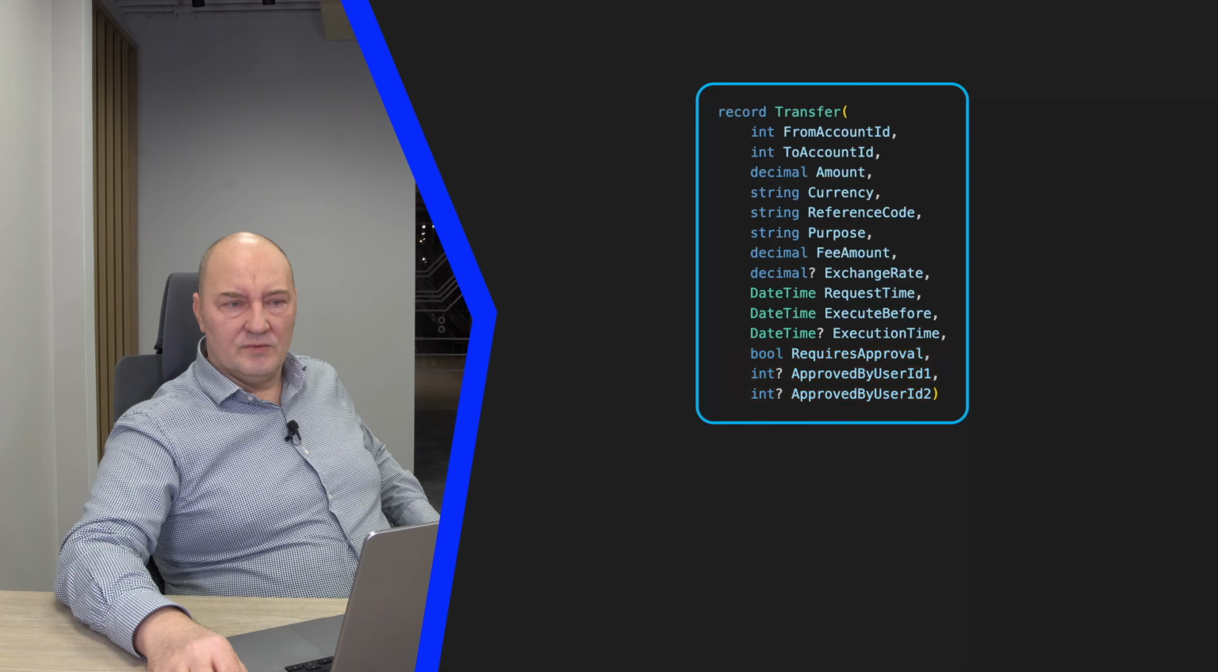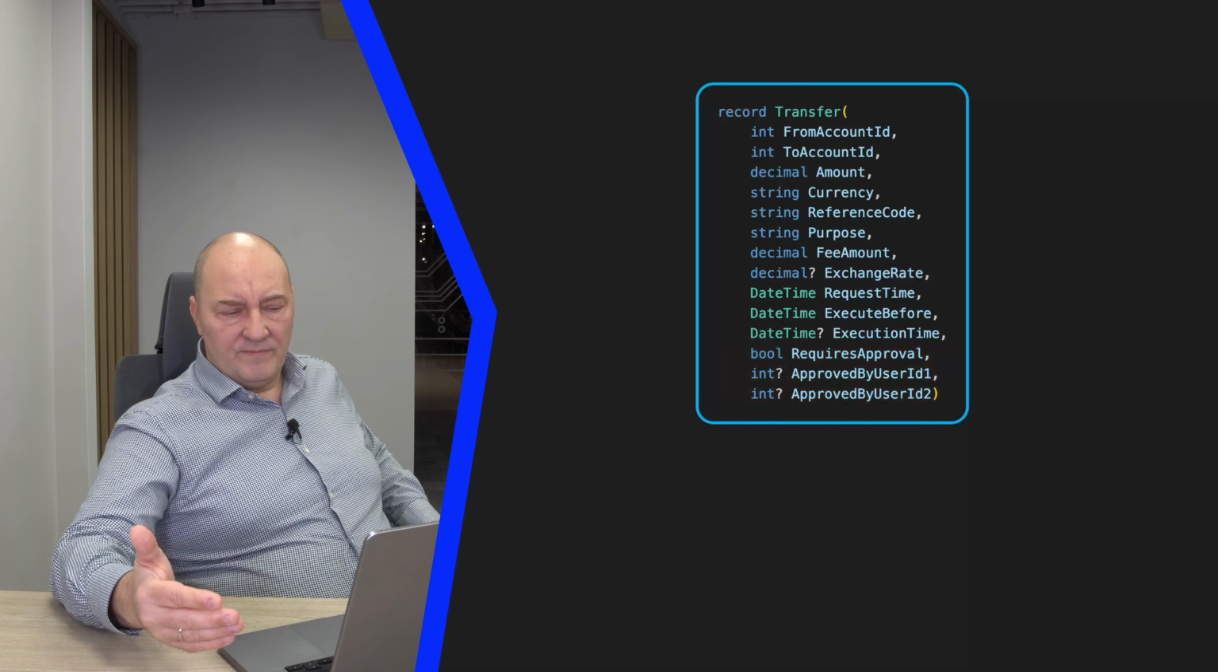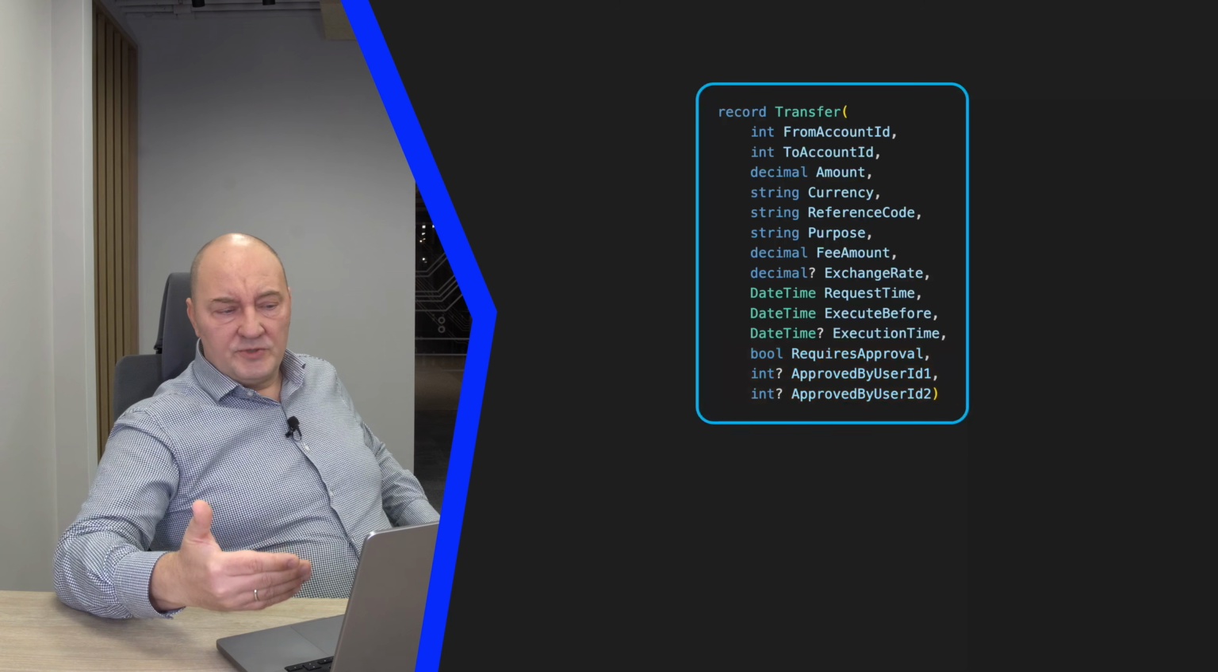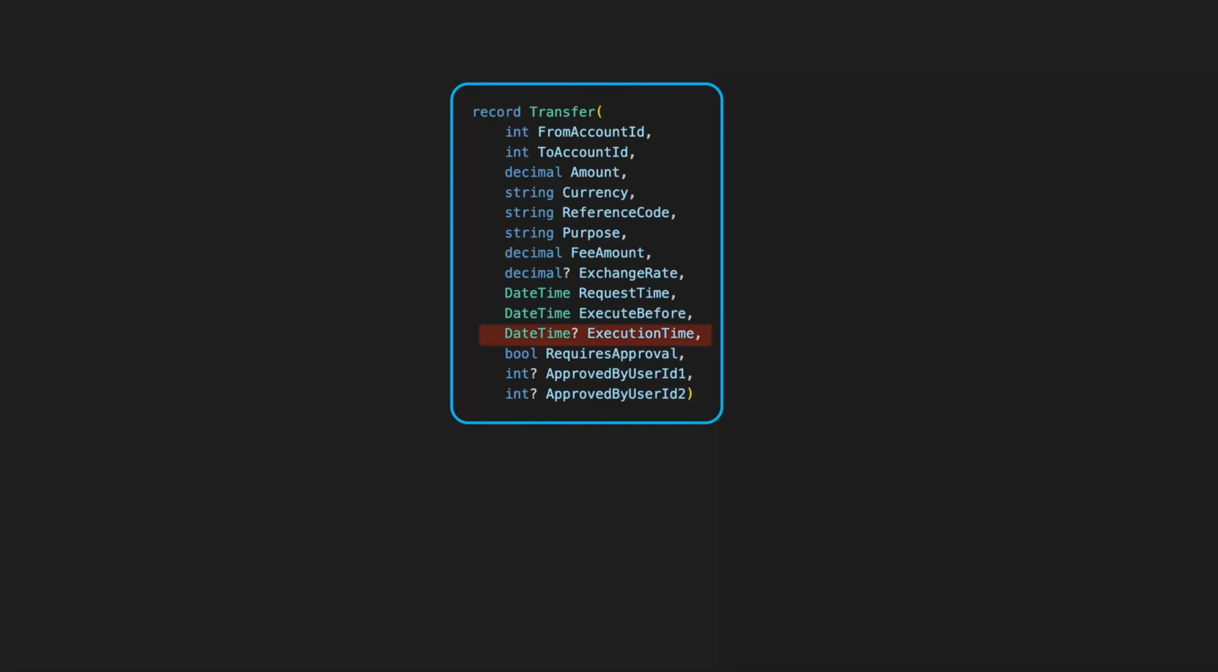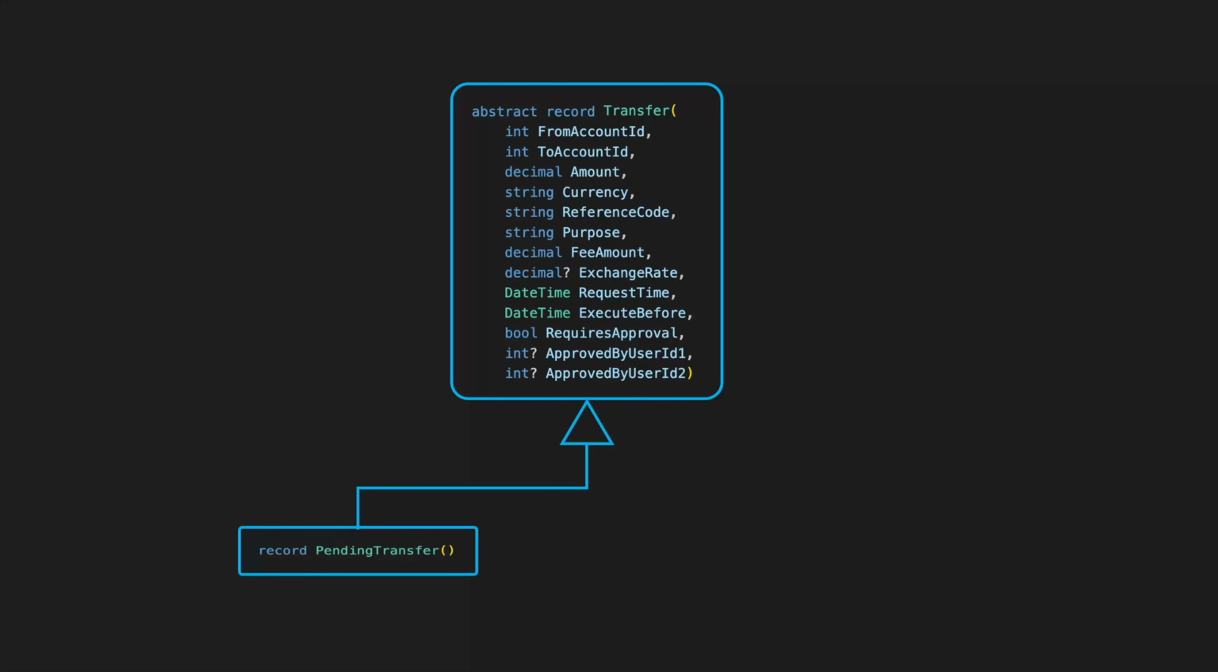Who needs a DTO? Nobody uses a DTO in a domain model. We need much more. We need validity. We need an object that cannot have an invalid state. We need polymorphism. What is this nullable date time here? It is the execution time of the transaction, which when null tells that the transaction is not executed yet. Well, that tells us that there are two kinds of transactions or transfers. One is the pending one and the other one is the executed one.